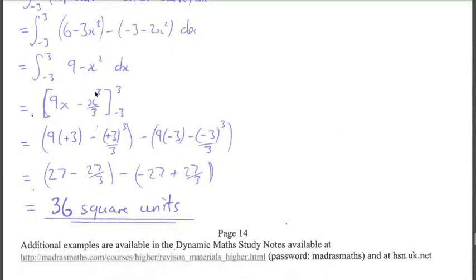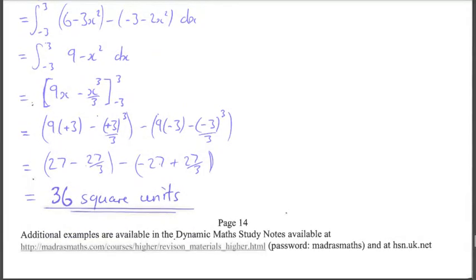Hopefully the integration of this is reasonably straightforward for you guys now. Substitute in 3 and negative 3. Obviously be very, very careful with your negative signs. So 27 minus 27 thirds, so it's basically 27 minus 9, which is 18. Negative 27 minus negative 27 over 3 is basically negative 27 plus 27 thirds. So we essentially got 18 minus negative 18, which is 18 plus 18, which is 36 square units.